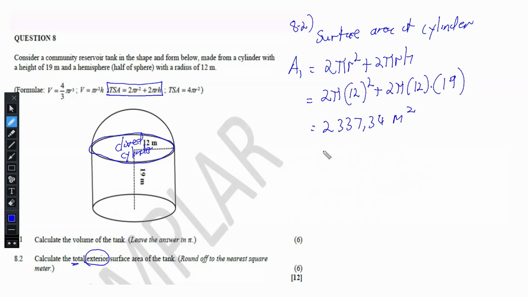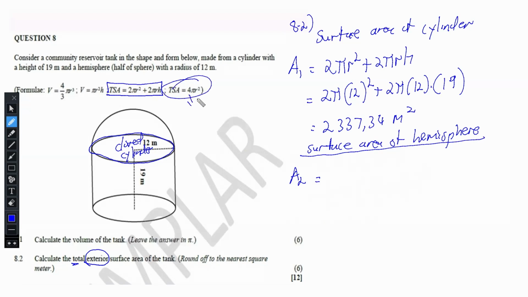So I still need to calculate area number 2, which is surface area of hemisphere. And then I will take that to be area number 2. This is equals to, if the total surface area of a sphere is this, then what is the total surface area of a hemisphere? It's divided by 2. So we're going to have 2 pi r square. This is 2 pi, and then the radius is still 12.